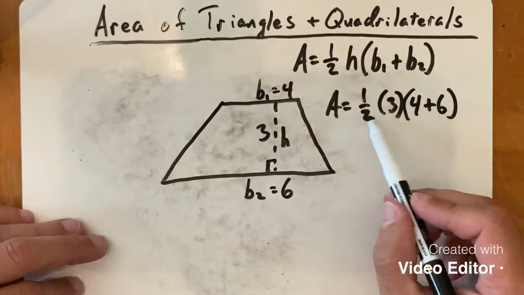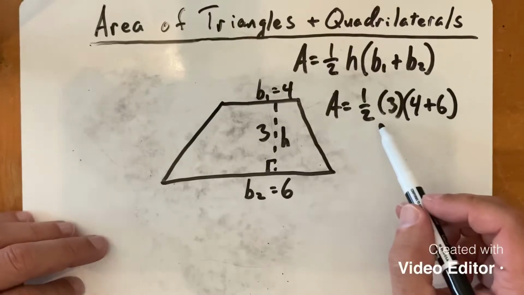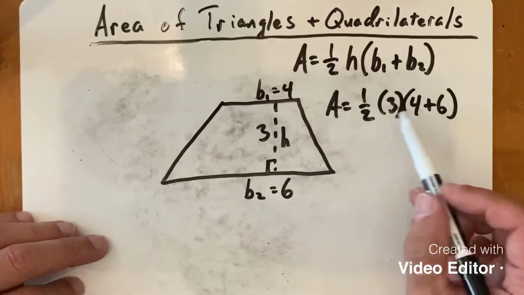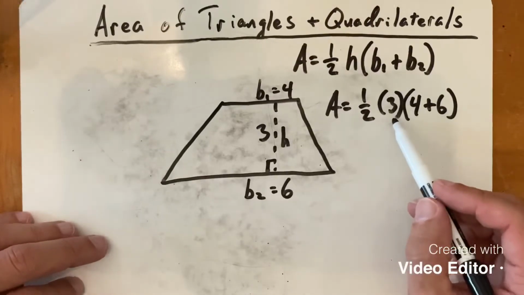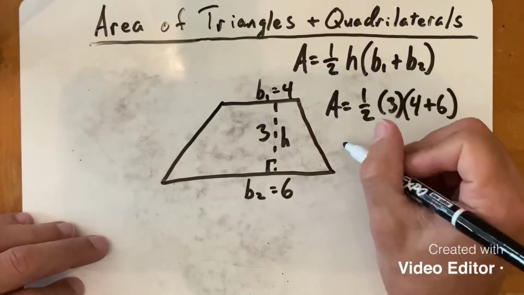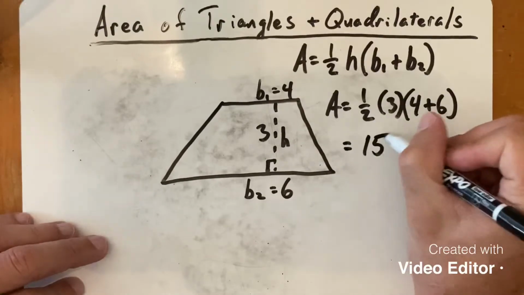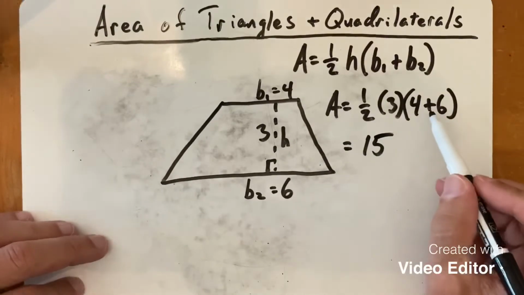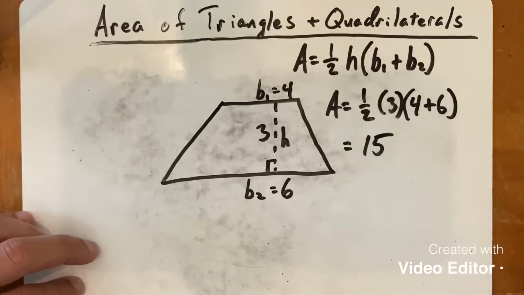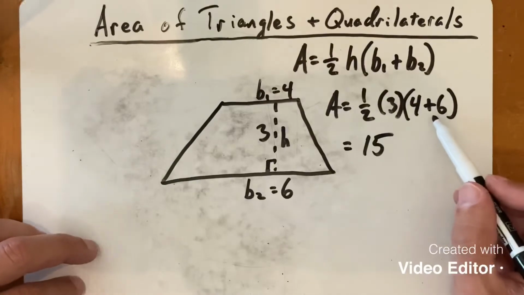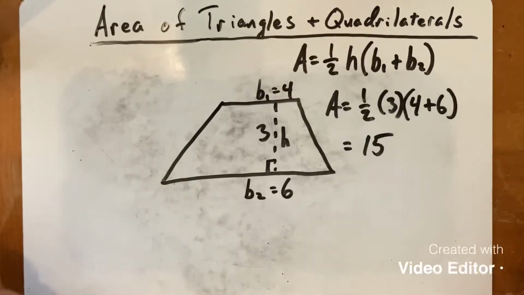And then I can multiply them in any order at that point, right? I can multiply it by 3, or I can multiply it by 1/2, doesn't matter. So 10 times 3 is 30, times 1/2 is equal to 15. Or I could say 10 times 1/2 is 5, and then 5 times 3 is also 15. So again, once you add those two together, you can multiply with the others in any order, and you should still get the same answer. Okay, so that's the area of a trapezoid.